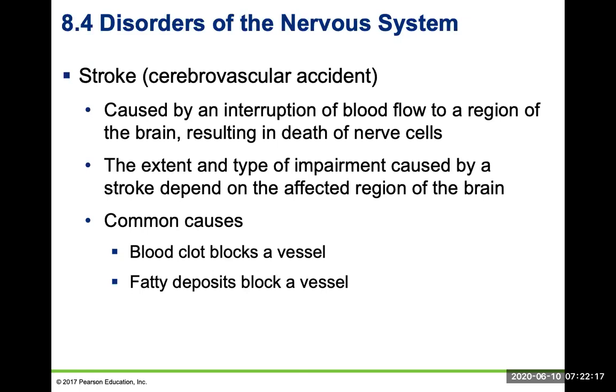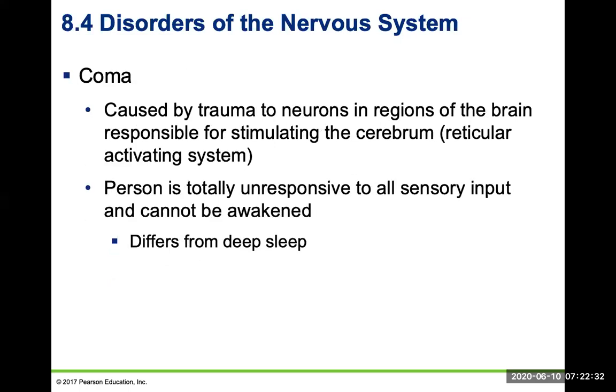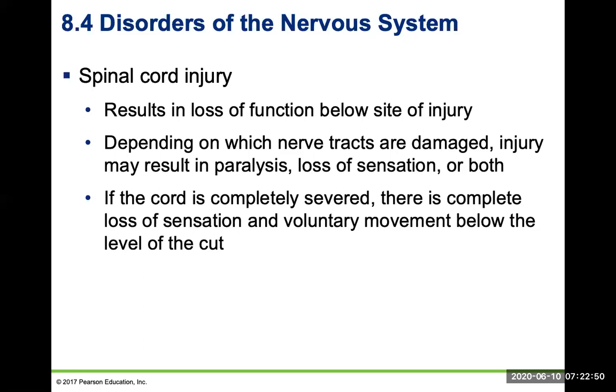The extent and type of impairment caused by a stroke depend on the affected region of the brain. And the common causes of a stroke are when a blood clot can block a vessel within one of those arteries, or when fatty deposits can block a vessel. A coma is caused by trauma to neurons in regions of the brain responsible for stimulating the cerebrum, where the person is totally unresponsive to all sensory input and cannot be awakened, but it differs from a deep sleep.